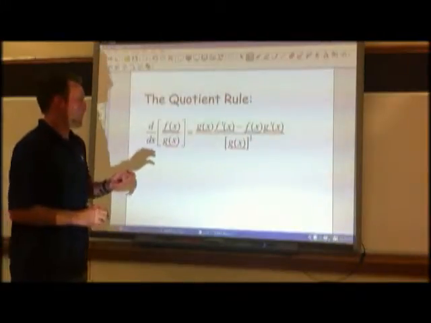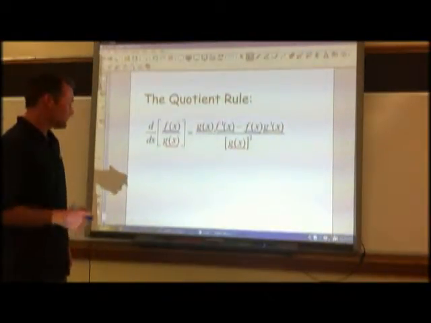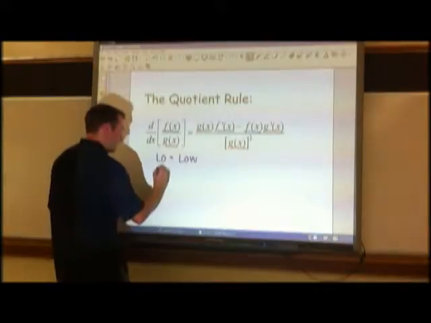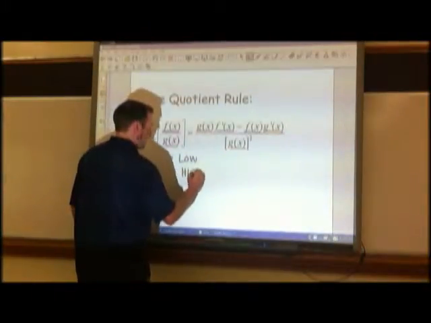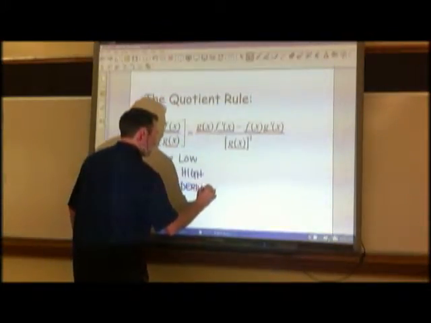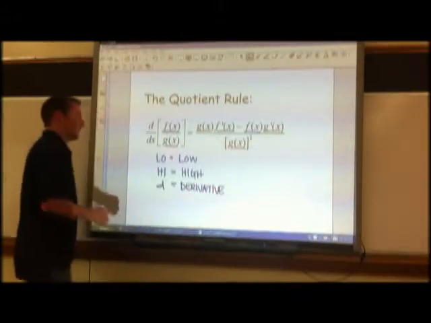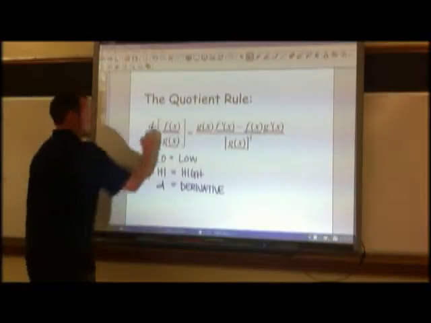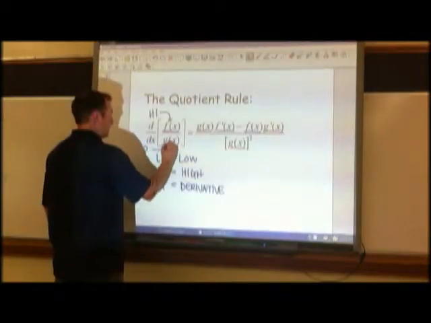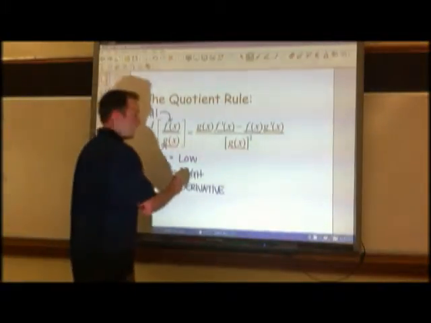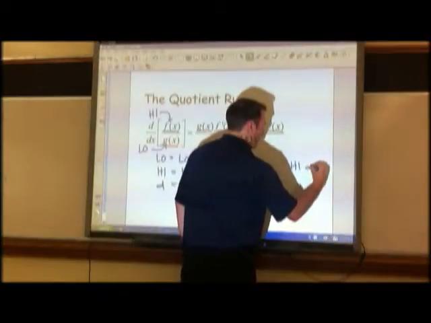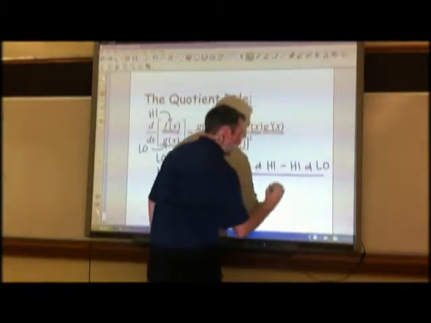Another way I was told to look at this is if we use the word low to mean low and high to mean high and d for derivative. Then the quotient rule, with the idea that this is our high term right here, and this is our low term down here, can be written as low d high minus high d low, all over low low.